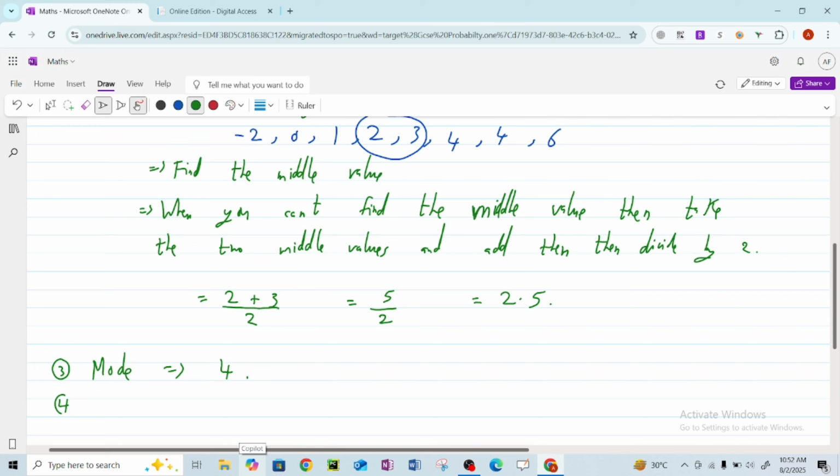Last one, you have the mean, median, mode, and range. The range is going to be the highest minus the lowest. What's the highest number? 6 minus the lowest number, minus 2. So 6 minus minus 2. Minus minus will give you plus. So 6 plus 2. That would be 8 in the end.